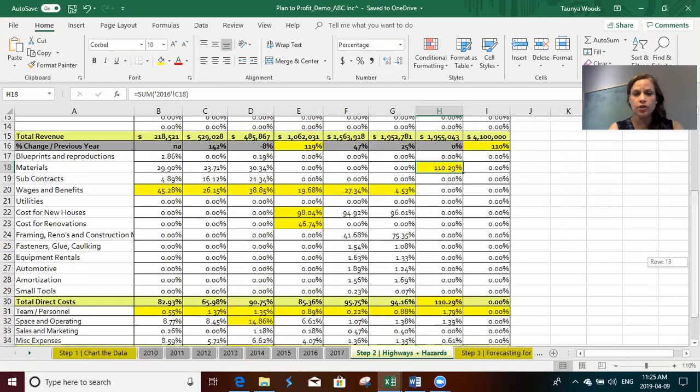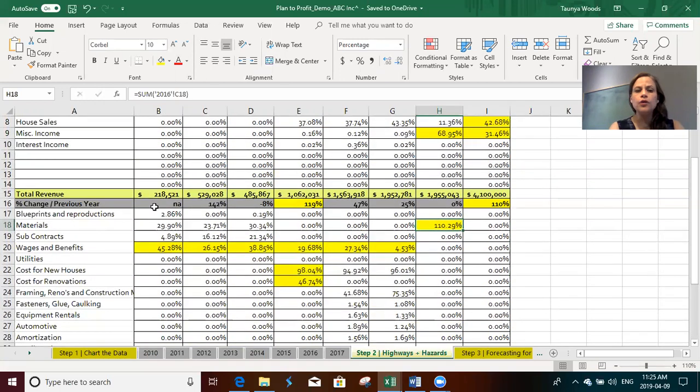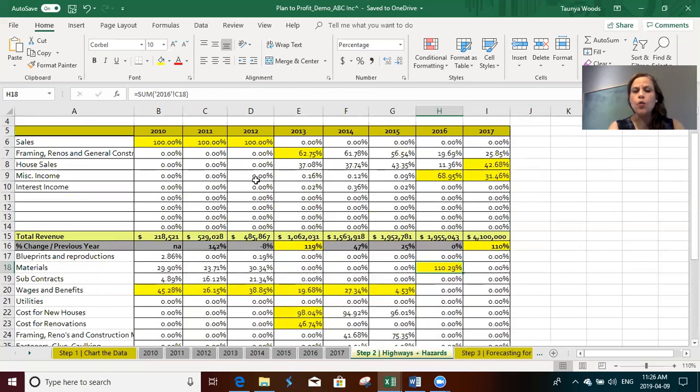What else do I want to draw your attention to? I want to draw your attention to our revenues. So one of the questions I'm going to ask you is, what product or service brings in the most amount of money for you? Because you might be finding some interesting discoveries as you go through this.